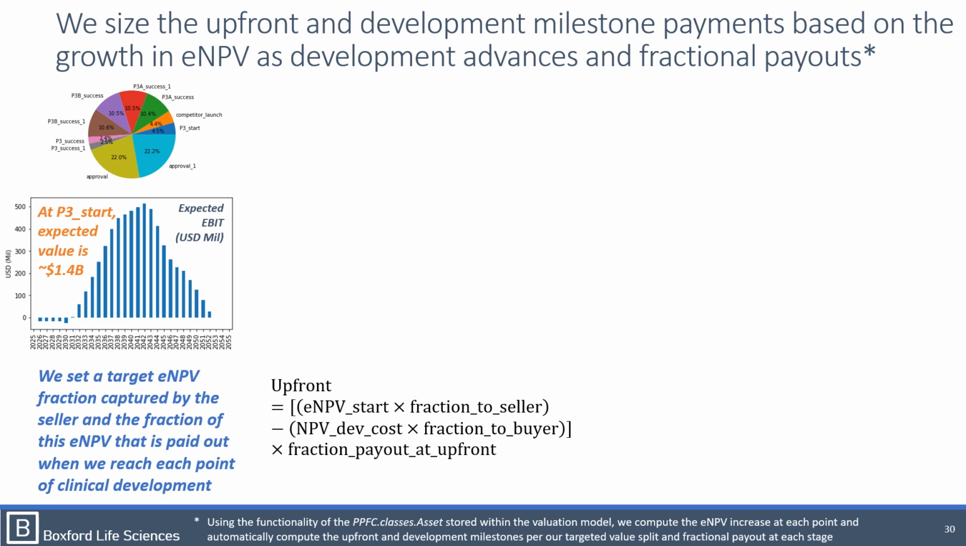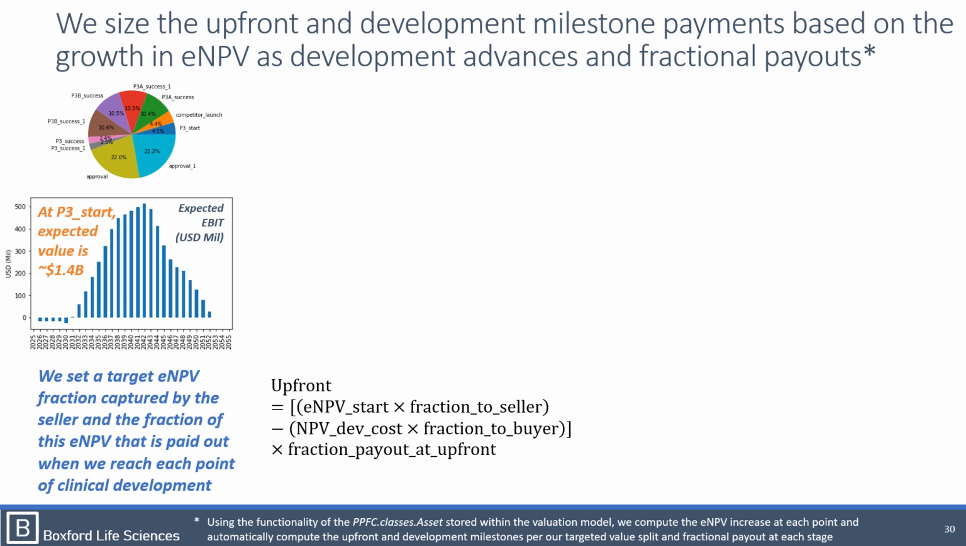In order to design the upfront and development milestone payments, we're going to use our own algorithm that we're going to define and implement in a very short method that we bind to this model, that uses a functionality of PPFC to do all the expected net present value calculations and operates then on any model once we define the logic. We start at the initial point when the deal is executed, which assumes occurs roughly when the asset is entering phase 3. We've already calculated the expected value at that stage is $1.4 billion.